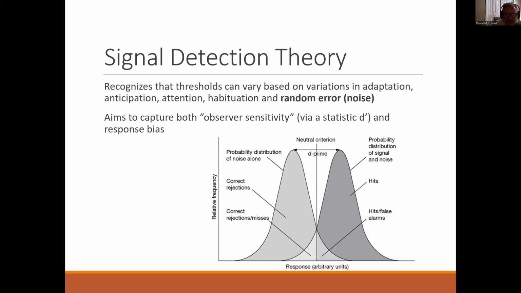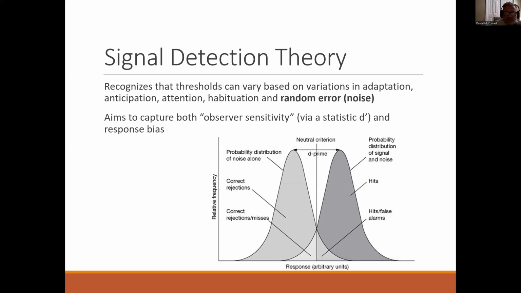So that double-headed arrow called D prime represents the distance between the peaks here. That is what's capturing the signal to noise ratio, right? So as we increase the volume, we're going to take that right-hand bell curve and shift it further to the right to make it more and more different, and therefore less confusable with the noise distribution. And once we separate those two curves and make them very distinct from each other, we are increasing D prime.